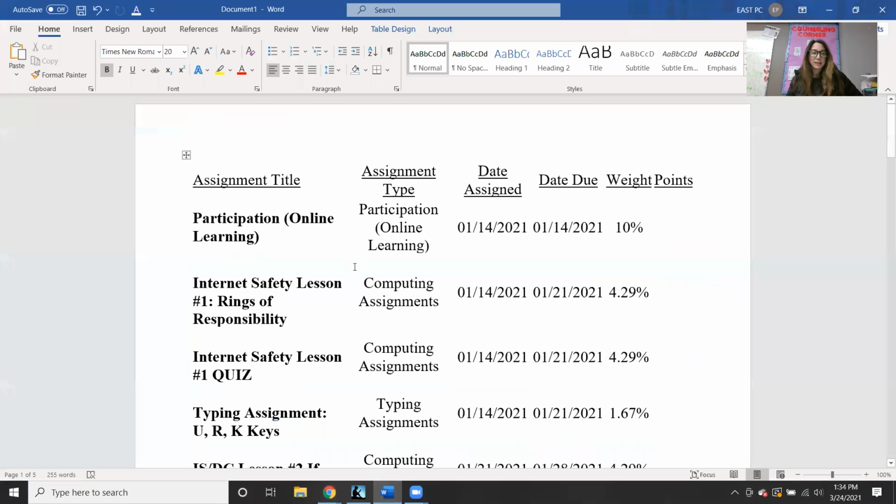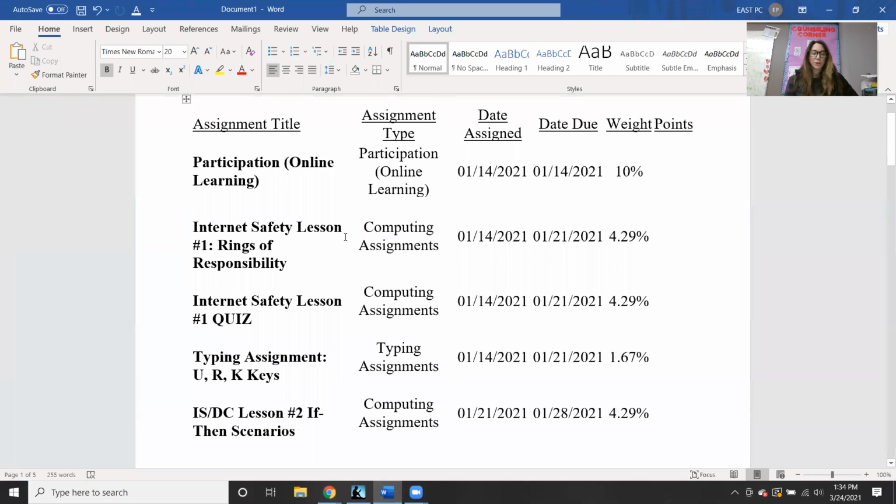Then what I did is I made a list here. So all of our assignments. So our first internet safety, we basically did a lot of internet safety during third quarter, digital citizenship, right? And our first lesson was the rings of responsibility. And there was an activity sheet that I emailed out. So just to let you know, if you are missing any of the activity sheets, they are all inside of GradeLink. So when you go in, if you click on the assignment, there's an attachment section, and I always upload all of the activities into there.